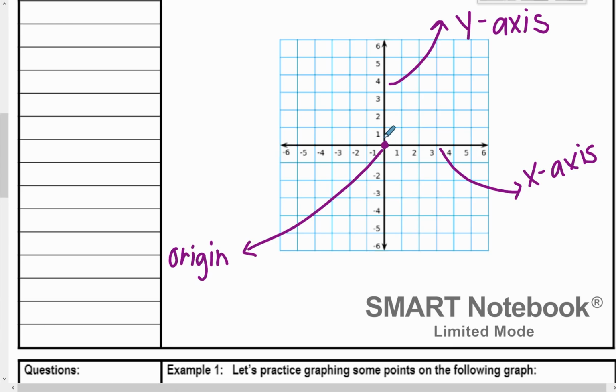And the ordered pair for that origin is always 0, 0. Okay, you don't go left or right, you stay exactly where you are. And you don't go up or down, you stay exactly where you are. That's why it's 0, 0. You go 0 moves on the x-axis and 0 moves on the y-axis. Okay, that's what we call our origin.